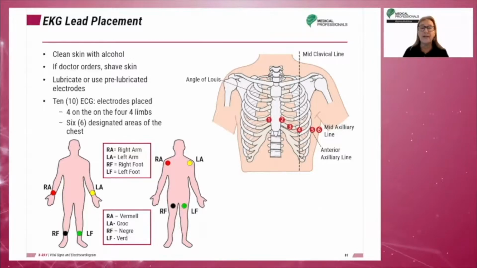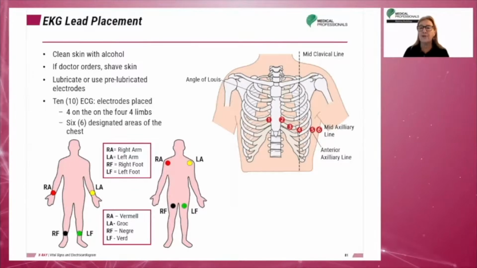To measure the electrical conductivity of the heart, electrodes or leads are placed on the skin. The skin must be cleaned, usually with alcohol, to ensure good connectivity. Patients with lots of hair on the skin may need to shave. Most modern electrodes are pre-lubricated.